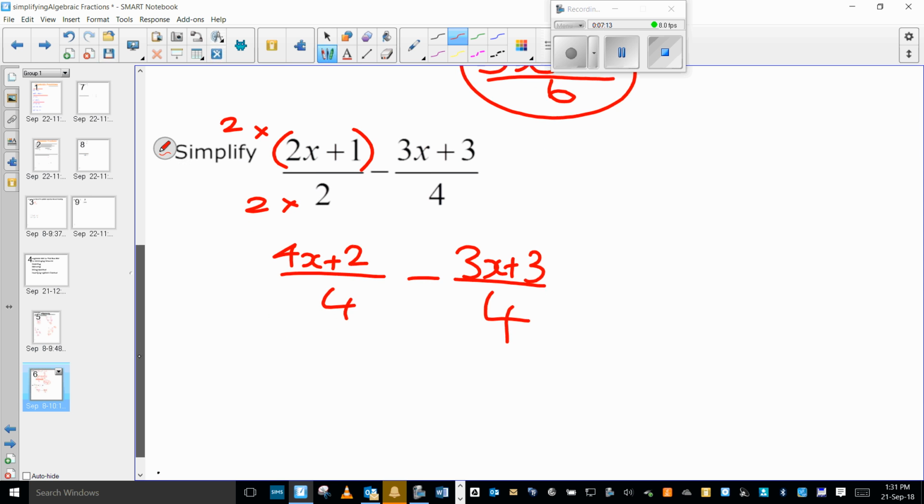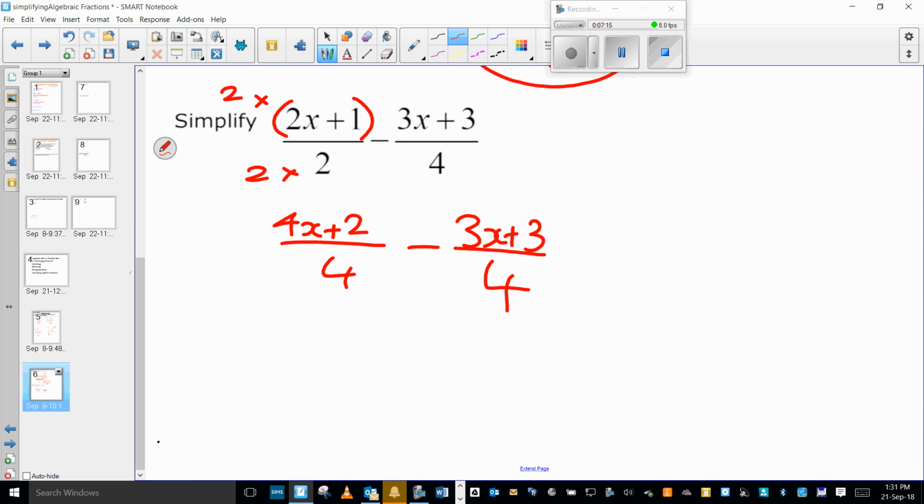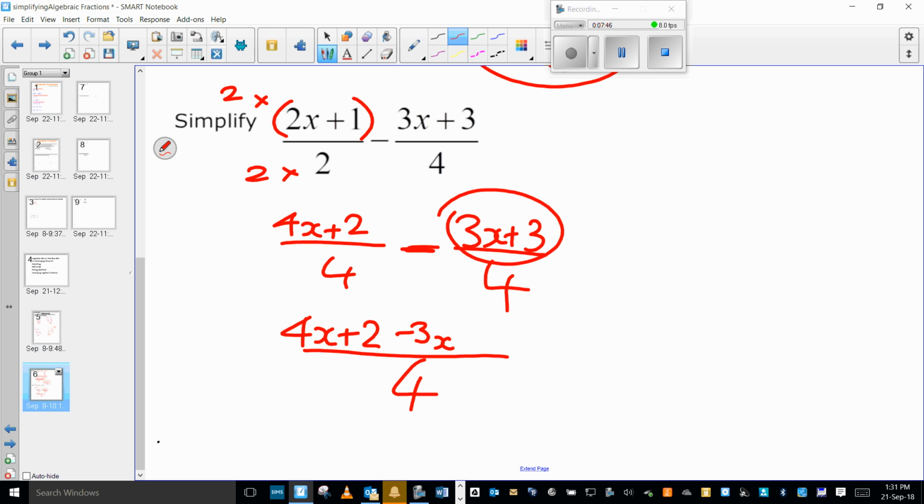Now, this is where we have to be really careful, and it doesn't matter how many times I say it, and it doesn't matter how many times I see students nod and say yes, we understand, we won't ever do that. They just do. So can you try and be that class that doesn't? This subtraction sign affects both of these two things. So I'm going to have 4 as my denominator, my 4x plus 2, but I'm then going to subtract 3x, and then I'm also going to subtract 3.